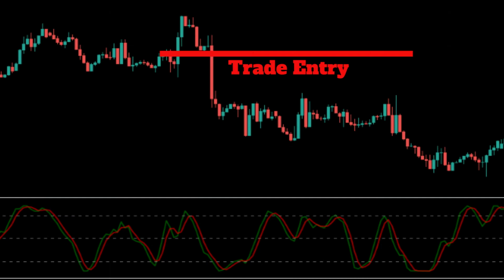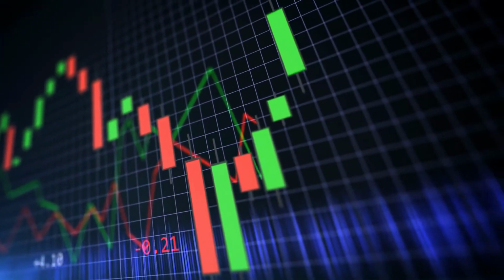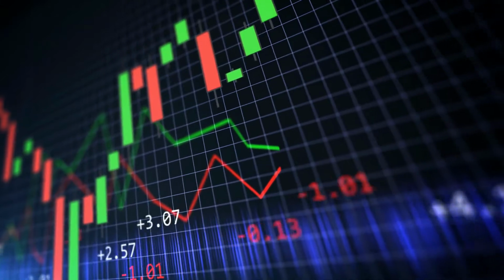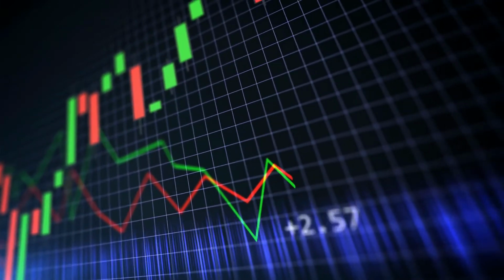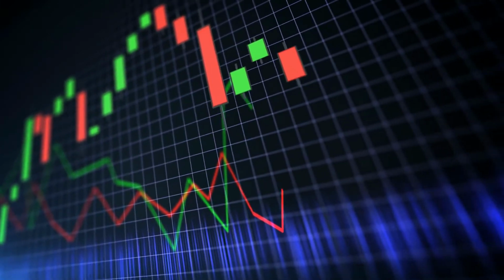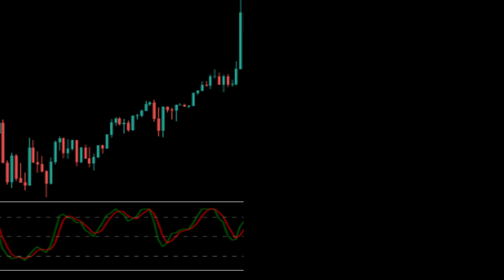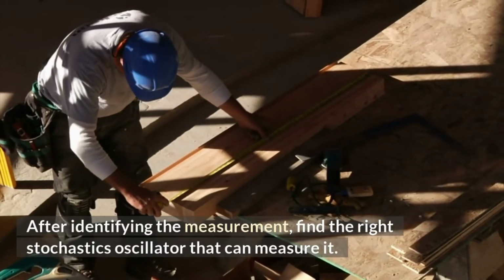How to find the right stochastic oscillator settings for your needs? The first step is to know what you want to measure. This is very important because different stochastic oscillators measure different things. For example, some of them are used for measuring momentum, and others are used for measuring volatility. After identifying the measurement, find the right stochastic oscillator that can measure it.